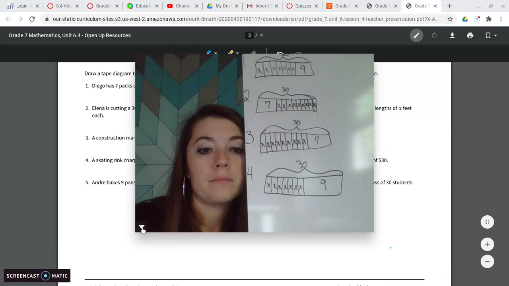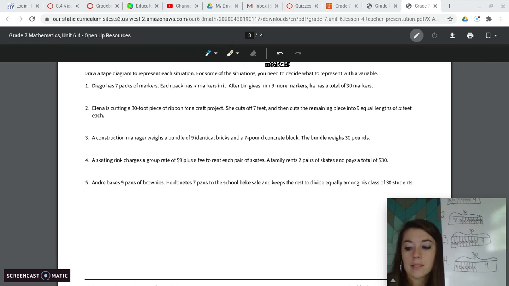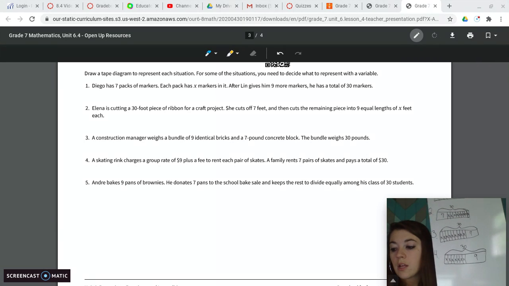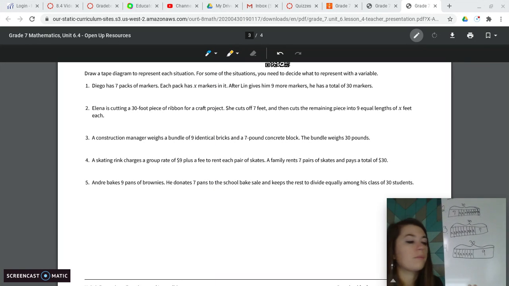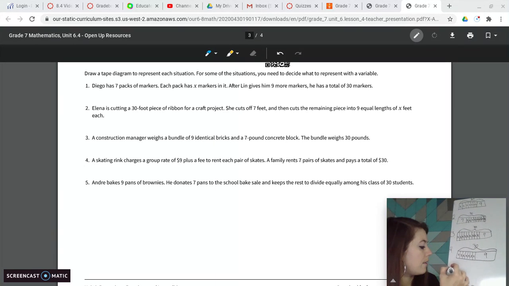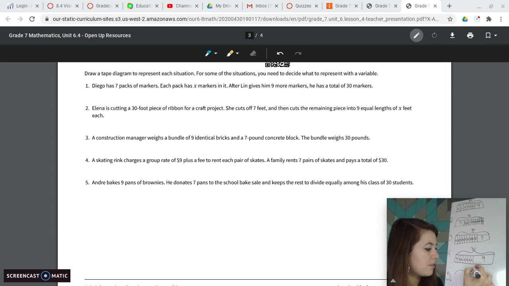All right, number 5. Andre bakes 9 pans of brownies. He donates 7 pans to the school bake sale and keeps the rest to divide equally among his class of 30 students. So for this, the bracket is not going to be 30 this time because he only baked 9 pans of brownies. This is 9.